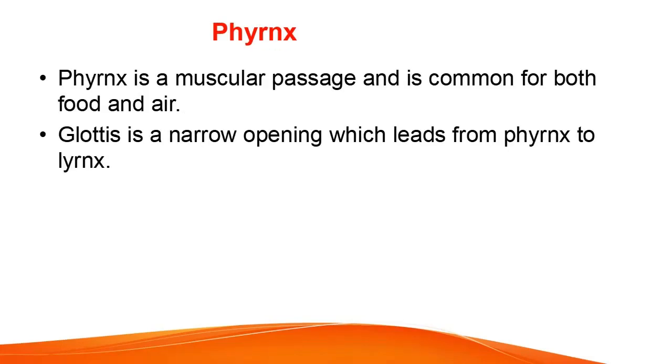So what is pharynx? Pharynx is a muscular opening common for both food and air. In this way, it works for both the digestive system and the respiratory system. When food enters into the pharynx, it pushes it into the esophagus. In this way, it works as the digestive system. And when air enters into the pharynx, it pushes air into the larynx. In this way, it works as the respiratory system.